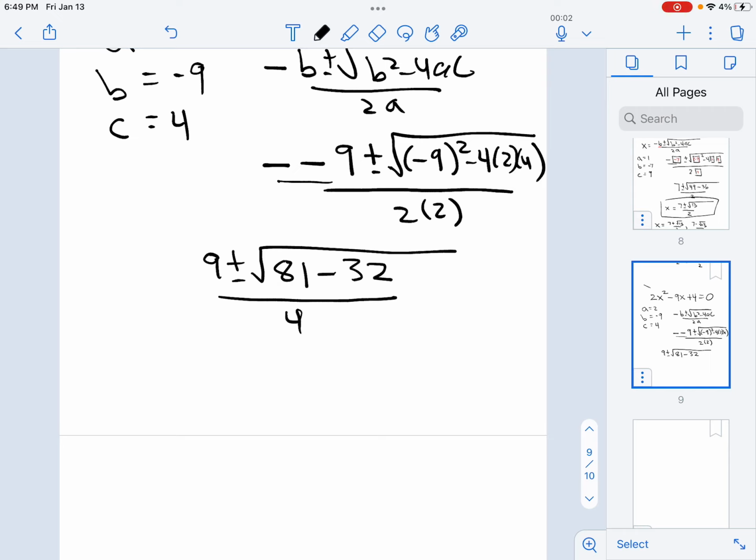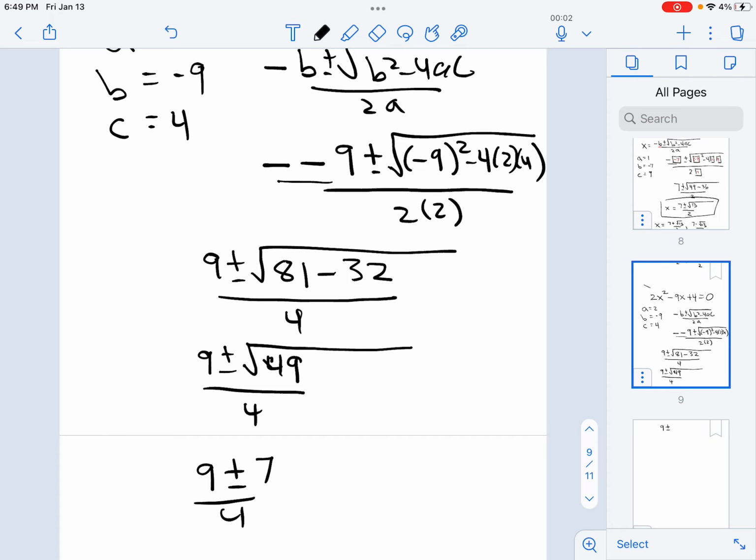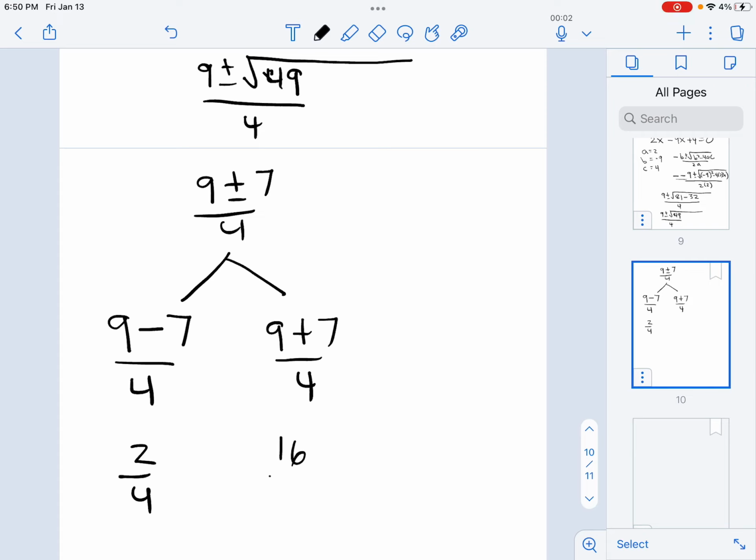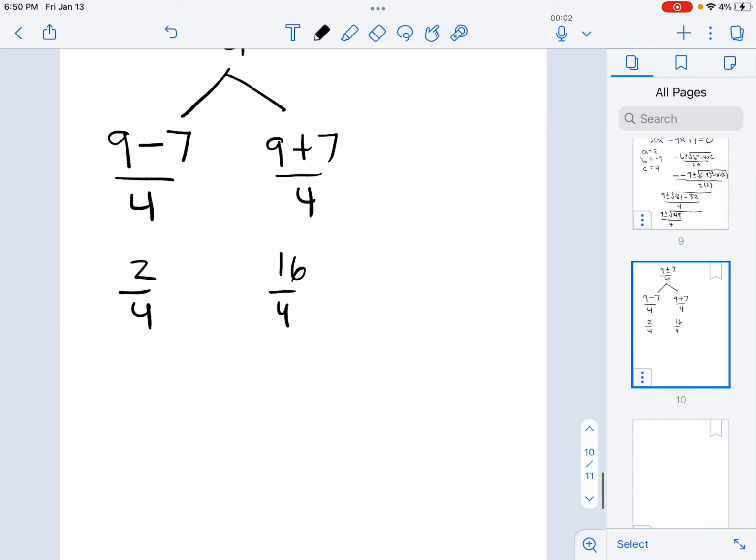Negative 9 means a positive 9, plus or minus the square root of 9 squared is 81, 4 times 2 is 8, 8 times 4 is 32, all over 4. All right, so 9 plus or minus the square root of, let's see, what's that going to be? 49 all over 4. And that's going to be 9 plus or minus 7 over 4. We gotta break this up into two different things. That's 9 minus 7 over 4, and that's 9 plus 7 over 4. 9 minus 7 is 2 over 4. 9 plus 7 is 16 over 4. And we're almost done. Our solutions here are going to be 1/2 and 4.